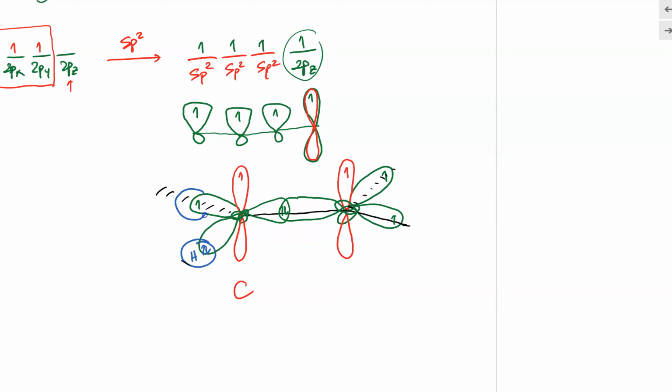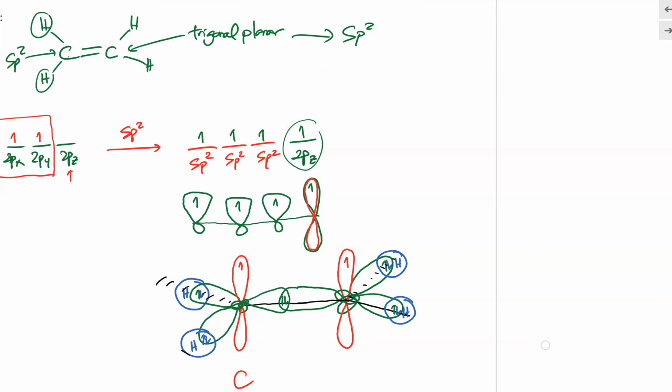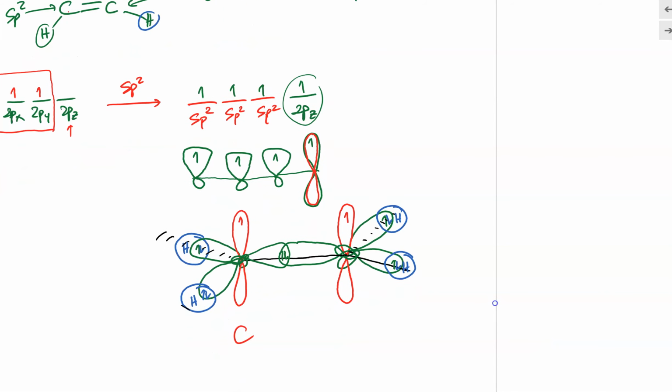And same thing goes over here as well. Here is the other hydrogen, and now the electrons will get paired up. And same thing over here. And lastly, this one right here. So that's how we build in these 4 hydrogens that are connected to the 2 carbons.